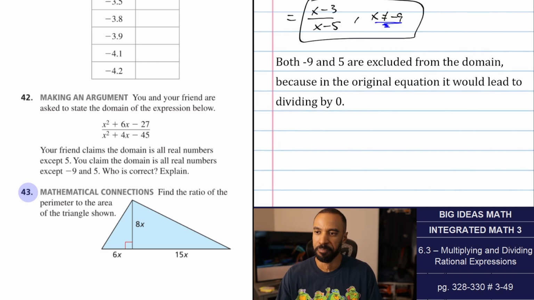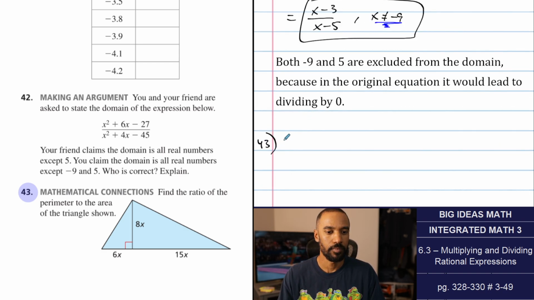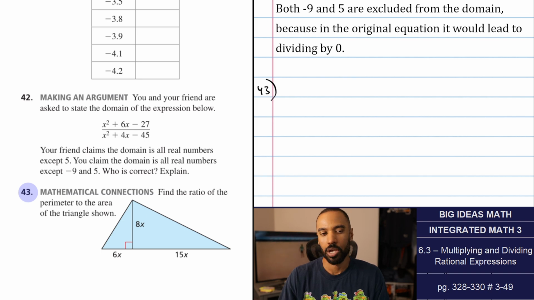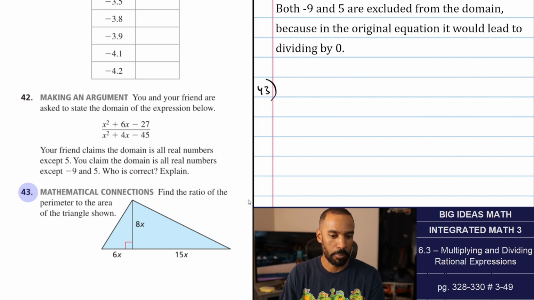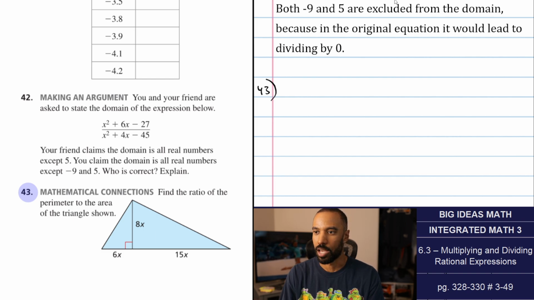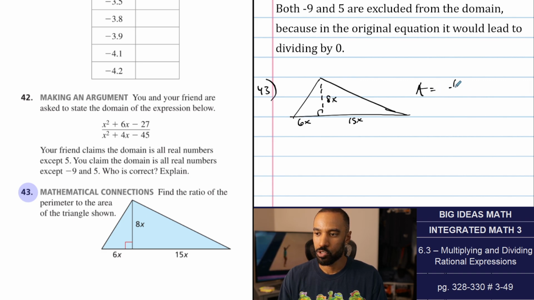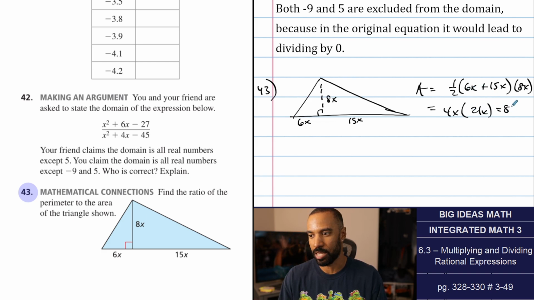Okay, number 43. Find the ratio of the perimeter to the area of the triangle shown. So in this one, we have to find that perimeter by doing a bit of Pythagorean theorem stuff. I want to copy it over, but there's text that will get in the way, so I think I have to redraw it. So I got an 8x, 6x, and 15x. Let's first just talk area. Area is 1/2 base times height. Half of 8x is 4x. 4x times 21x is 84x squared.